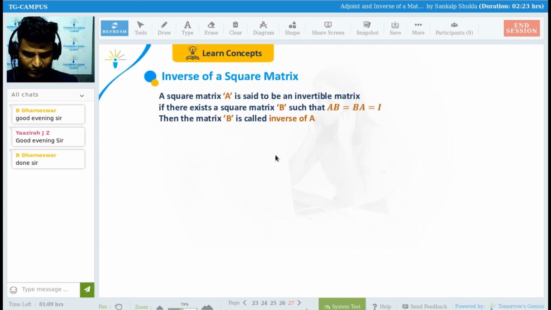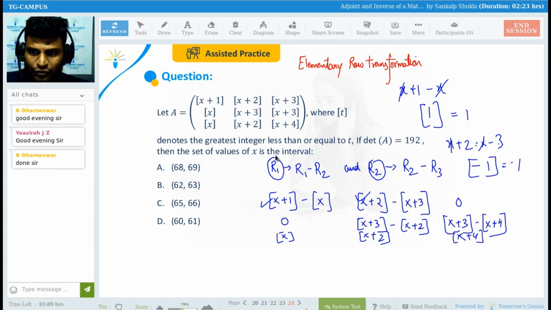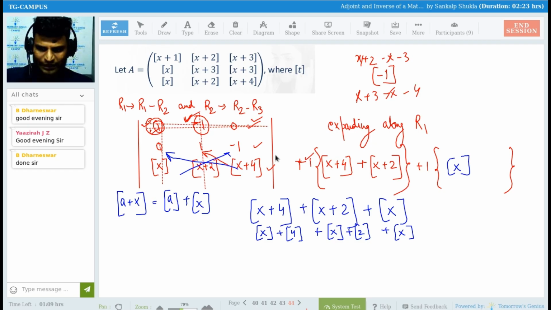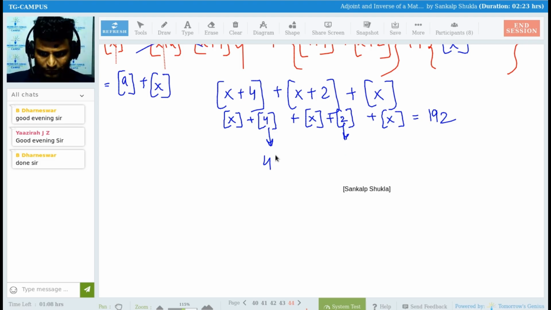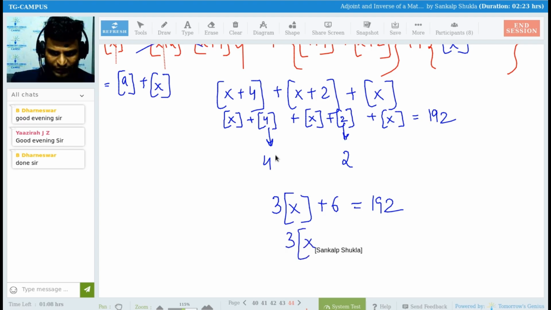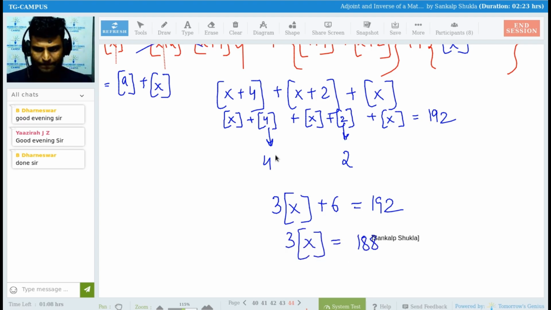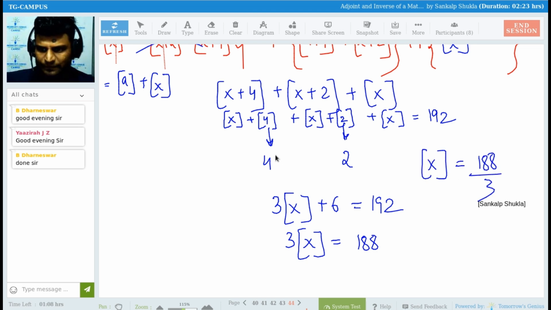Yes, it is equal to 192. So I'll put that equals to 192. Now what is greatest integer of 4? It is 4 only and it is 2 only. And 3 times greatest integer of x plus 6 is equal to 192. 3 times greatest integer of x is equal to 192 minus 6, that is 188. Okay. So greatest integer of x is what? It is 188 by 3.